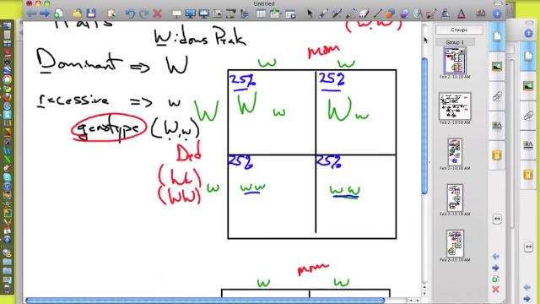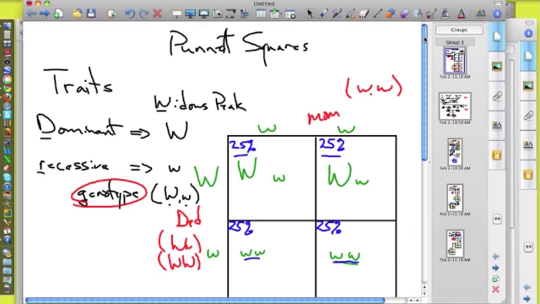So, in terms of a real quick recap on a widow's peak, you're going to have to do your homework on the dominant and recessive traits. Then make sure you fill out and start to set up the outside perimeter of your square.